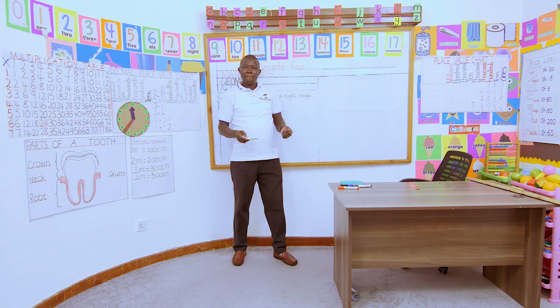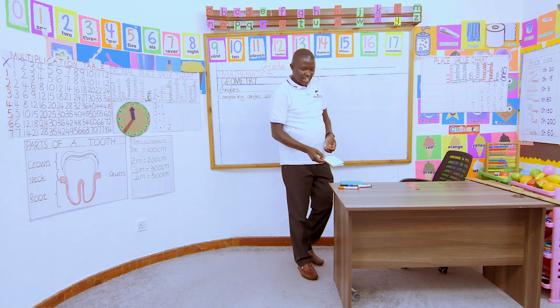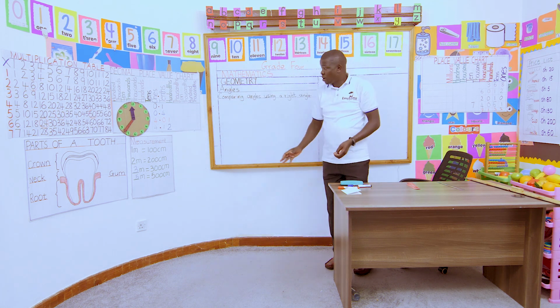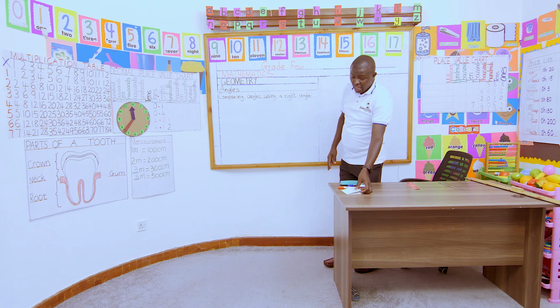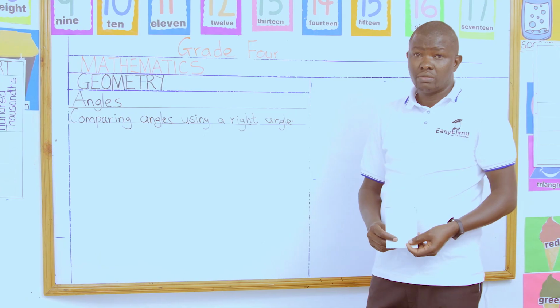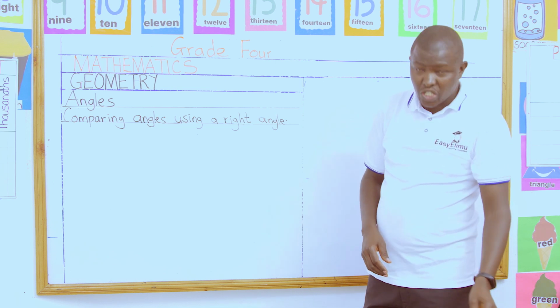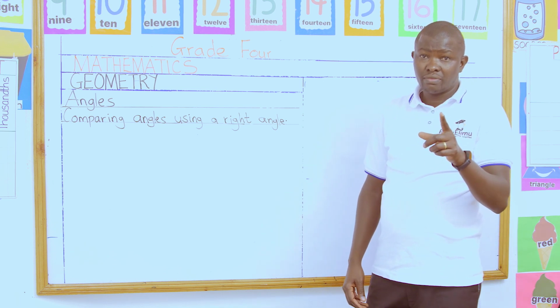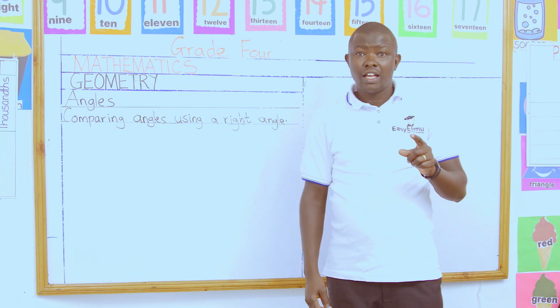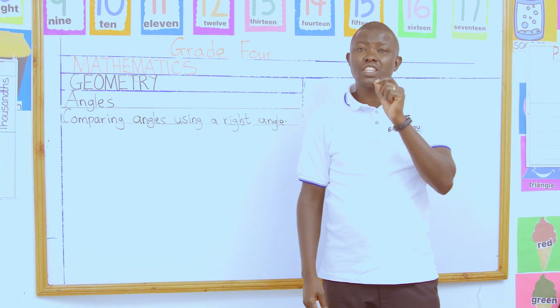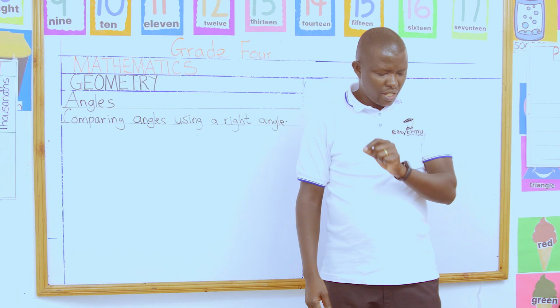Now, in our pairs, let us come here. We are comparing angles using this right angle. And before we embark on comparison, I would like us to note the terms I'll be using, note them very, very keenly.